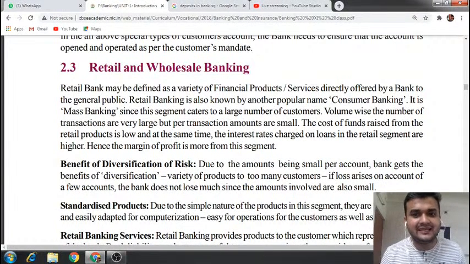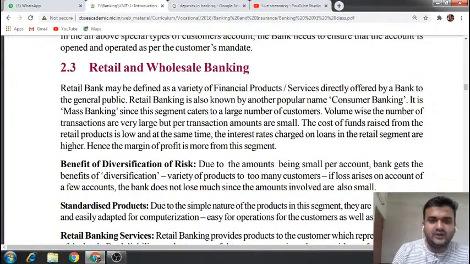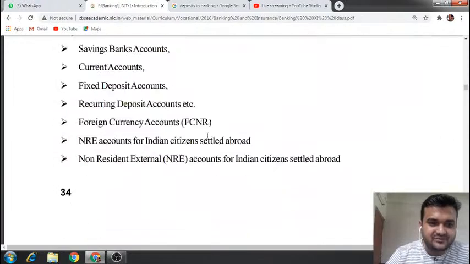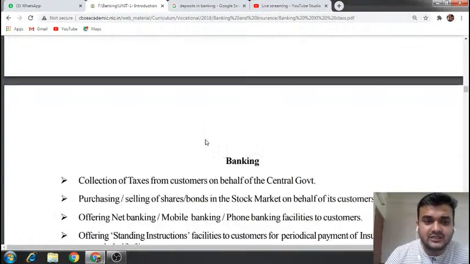Now, what is retail banking and what is wholesale banking? Retail banking is simple. Once you are opening an account or simply taking a loan, which means you are maintaining a general relationship with the customer, that type of relationship will come under retail banking. You open an account, you are taking a loan from the bank, all this will come under retail banking. Is it clear?